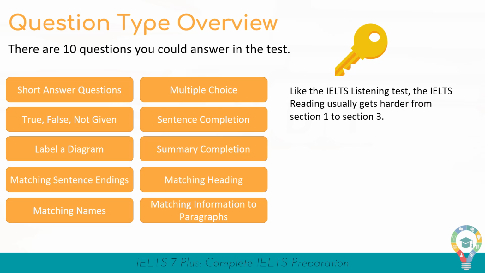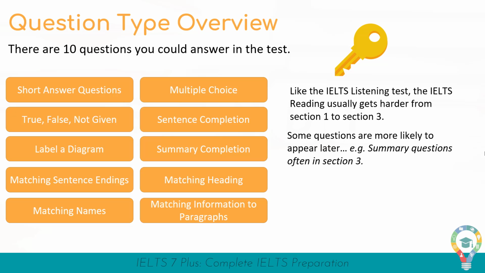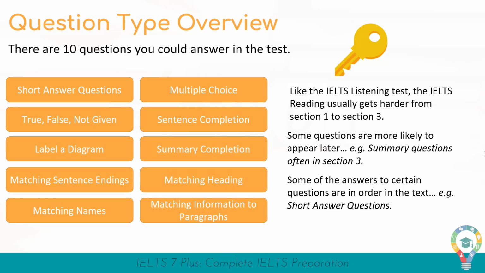Like the IELTS listening test, the IELTS reading test usually gets harder from section 1 to section 3. That means that some questions are also harder than others. You're more likely to see a summary question type in section 3 of the IELTS reading test, and that's because summary questions are more difficult to answer.